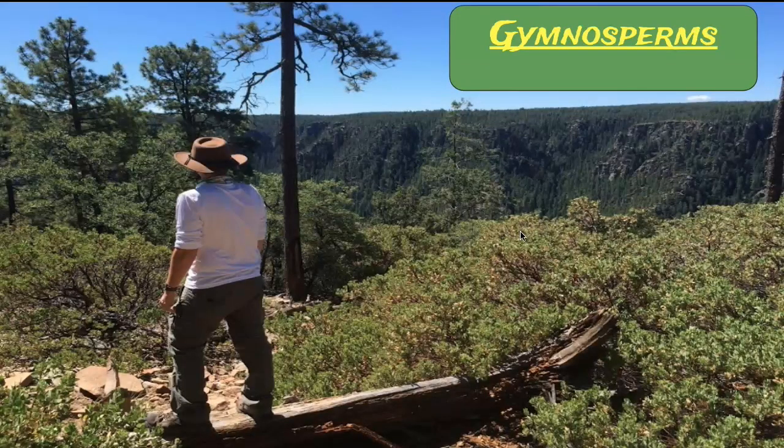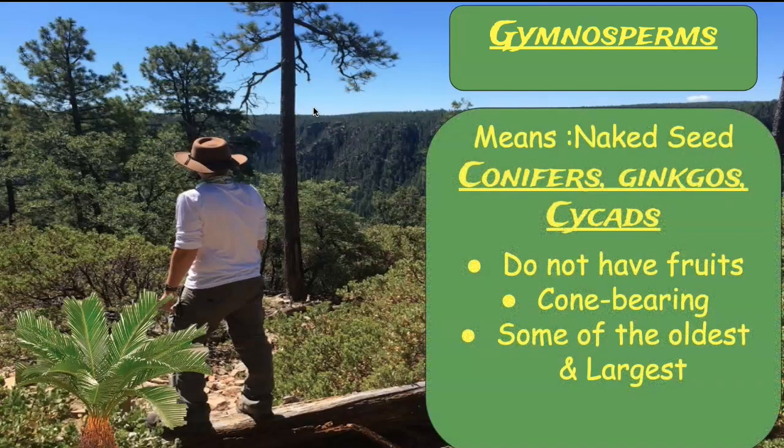All right, so the gymnosperms. Like I said, these are going to be our cone-bearing plants. This is actually in Arizona. This is what's known as the Mogollon Rim. And here we can see a lot of pine trees. I honestly forget the type of species of pine these are, but nonetheless, these are gymnosperms, and it was very easy to tell because they all use cones to reproduce.